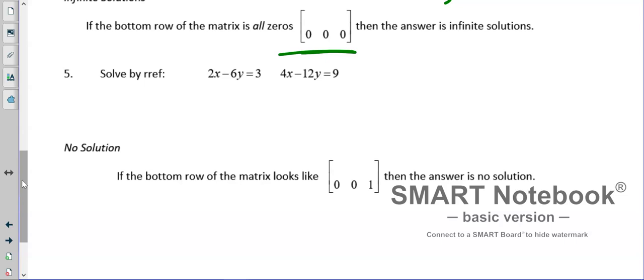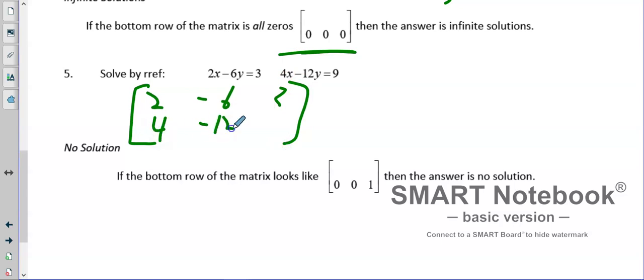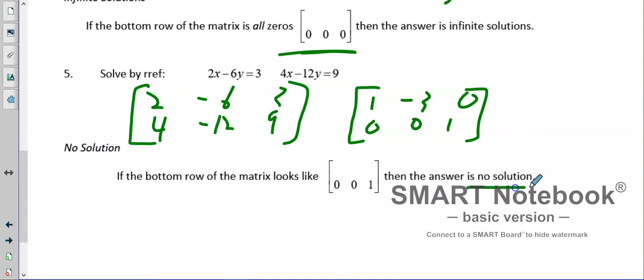Next special one is if I put in 2, -6, 3, just like before, but this time 4, -12, 9. This is what we would get. We would get 1, -3, 0. Close to the same thing, but this time we would get 0, 0, 1, which means no solution. In other words, parallel lines, no intersection. And that's it.